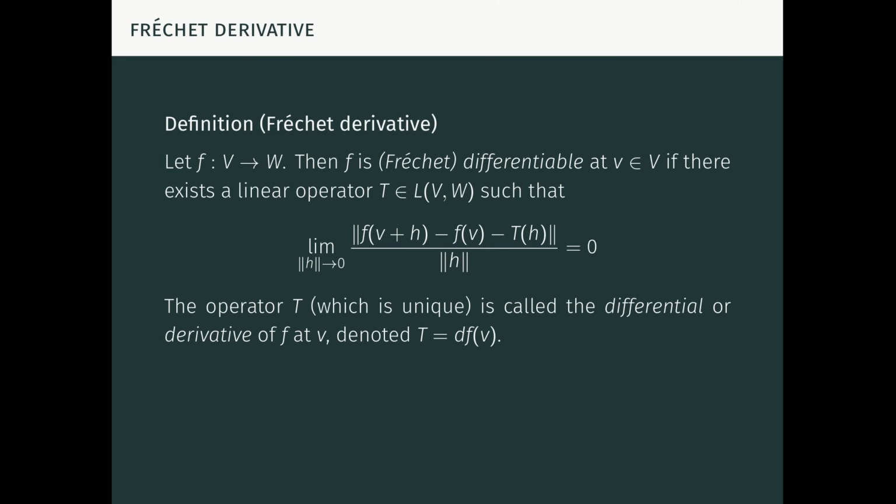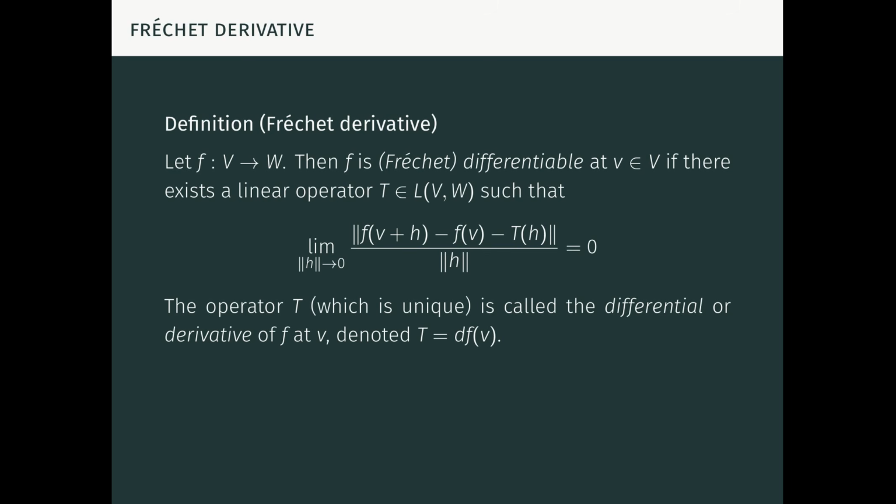The operator T, which can be shown to be unique, is called the differential or derivative of f at v, and is denoted by df at v. It's important to be careful with the notation here. Note that df at v is not a vector in W, but a linear operator from V to W. So df at v itself takes in vectors in V and returns vectors in W.